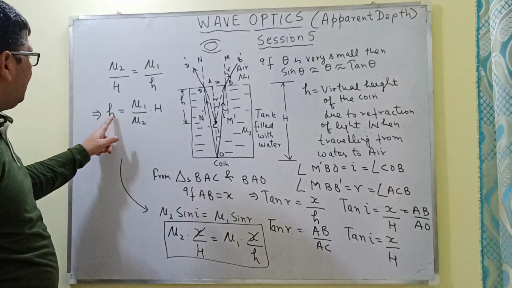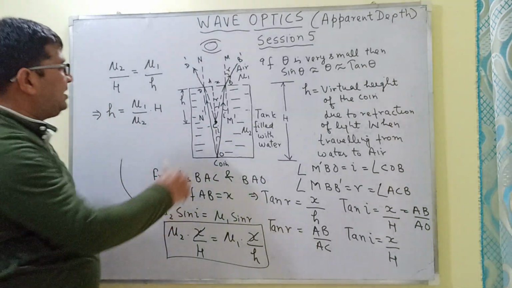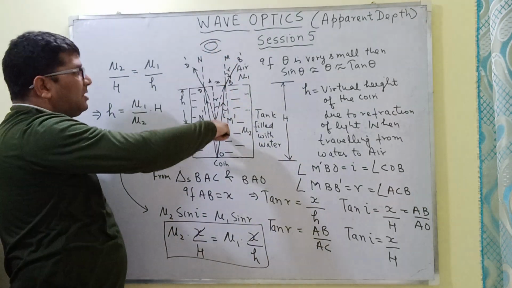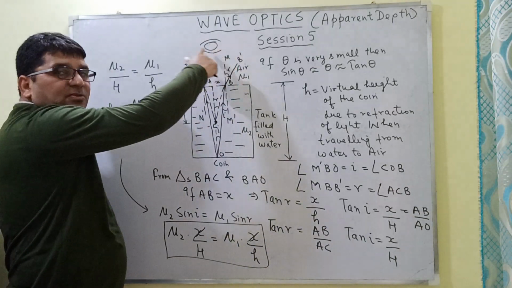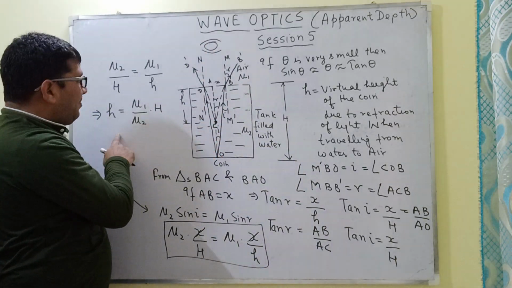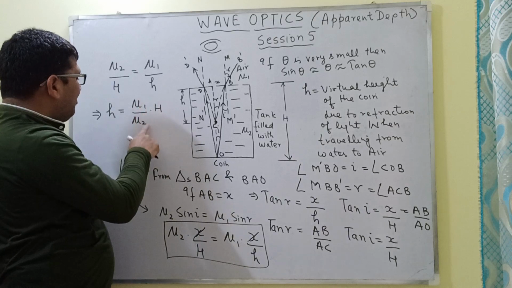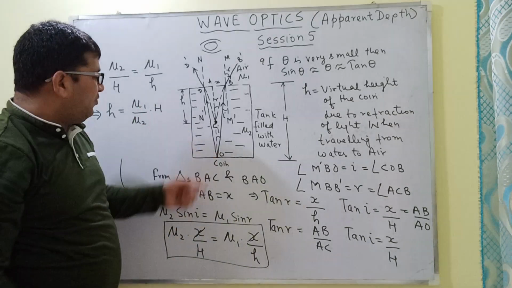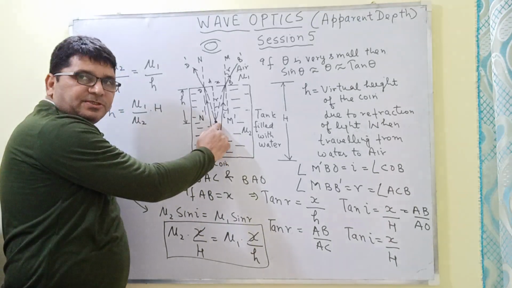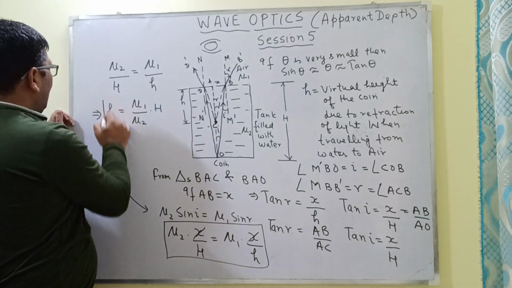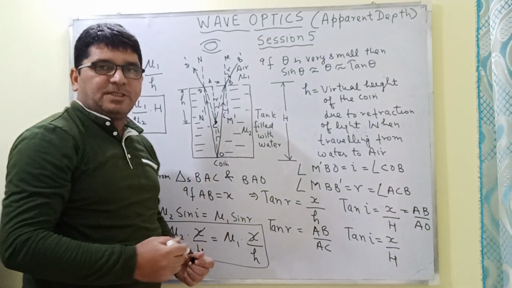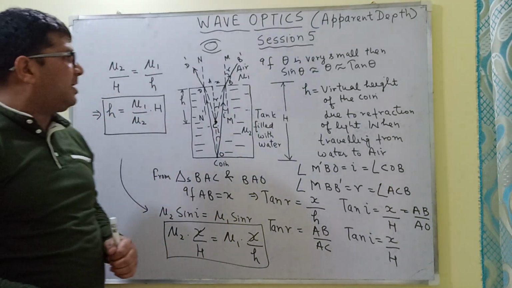So the apparent height h is basically the height as perceived by this person who is viewing this coin from the top. So this apparent height h is equal to mu1 upon mu2 into H, and this coin will be seen raised by a certain height at this point C. So this is a very important formula, and using this formula we will be solving a number of questions in the forthcoming session.